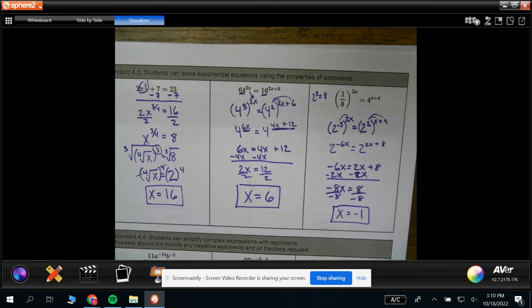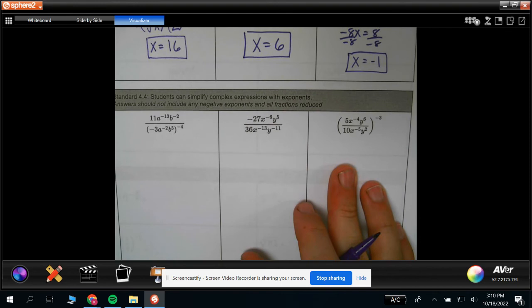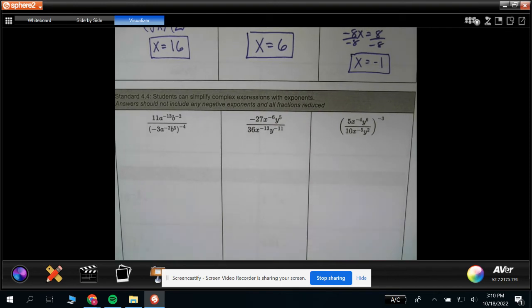Okay, last one, 4.4. In this one, it's all about undoing your pieces one at a time. Now, these numbers are big. On the real quiz, the numbers will be a lot smaller. You won't need a calculator. All right, for these ones, it's okay if you use a calculator. So let's check this out.